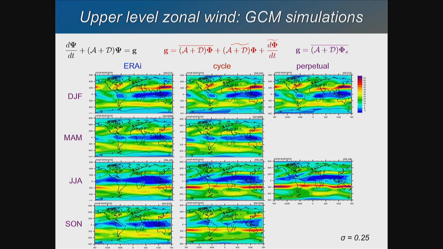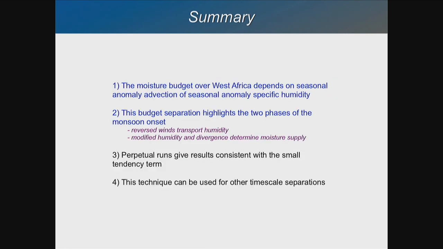And so you can see that, if you just look at the first and third rows, the model is doing something very similar with the full annual cycle as it was with the perpetual simulations. And that is consistent with the fact that we have a very small contribution from that tendency term in the annual cycle forcing. So that's the end of the section on the GCM.